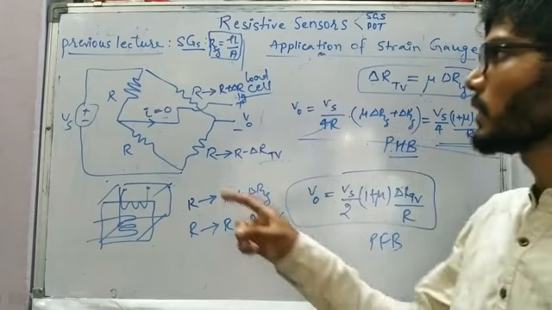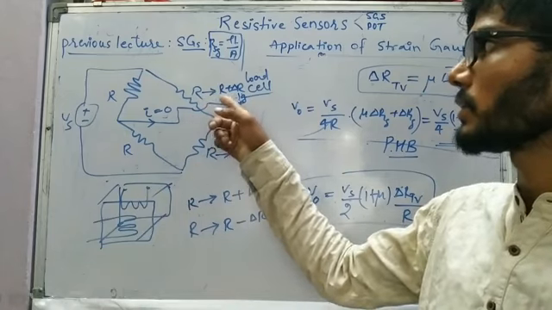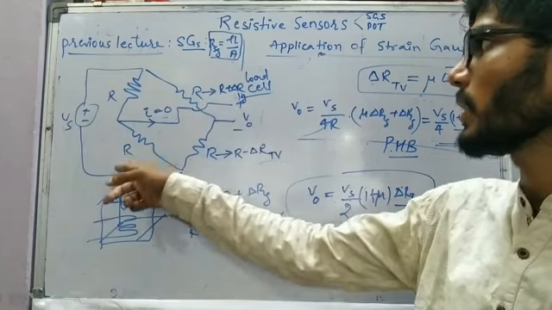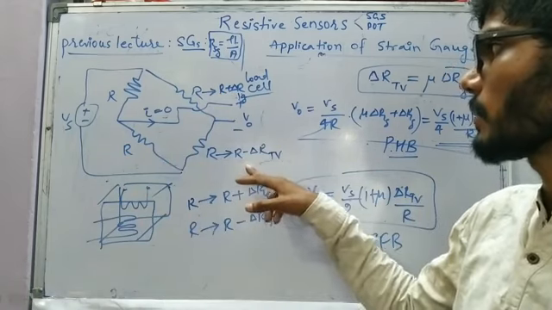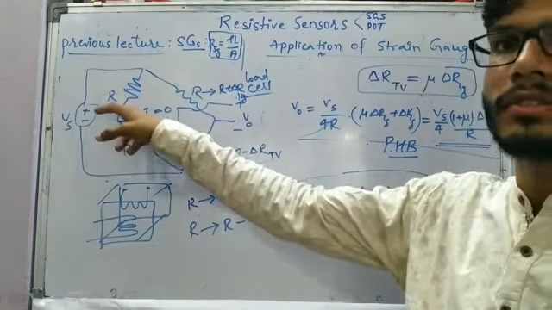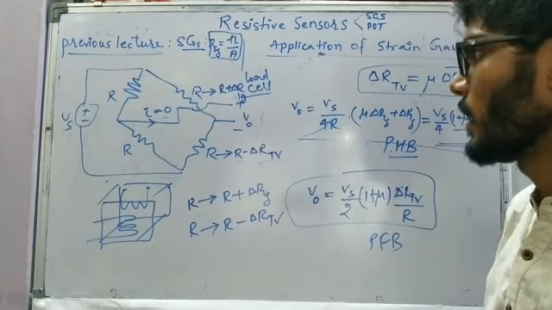In the full bridge, in the opposite arms, it is going to be R plus delta R longitudinal, and here also it will be R plus delta R longitudinal. And as it is here R minus delta R transverse, here also it will become R minus delta R transverse.